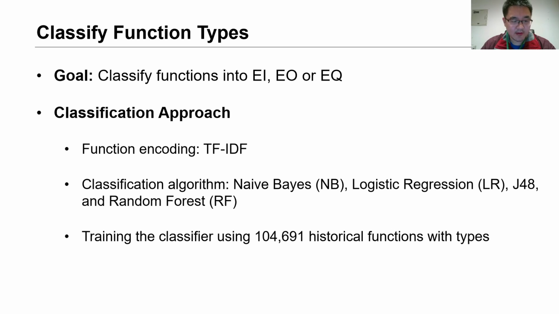In the last step, we determine the three function types, EI, EO, and EQ, for each combined result. Four common text classification models are considered for classifying function type. They are naive Bayes, logistic regression, J48, and random forest. We use the TF-IDF method to represent each word in functions, in which the frequencies of the words are multiplied by their inverse document frequency. We train these classifiers on the transaction function corpus. We select the optimal one with the highest performance as the function type classifier.